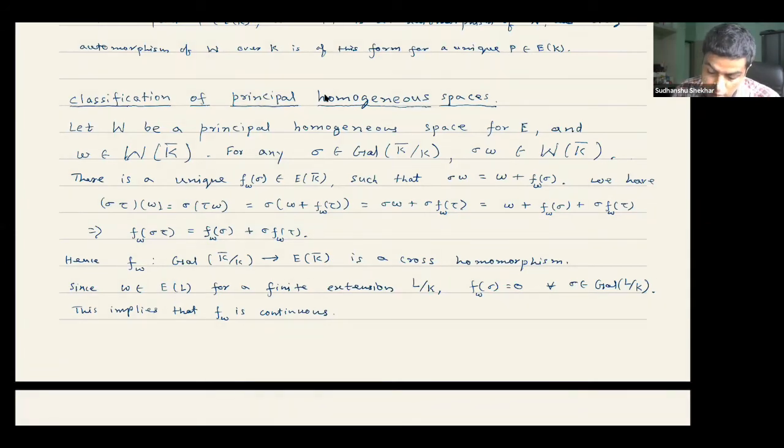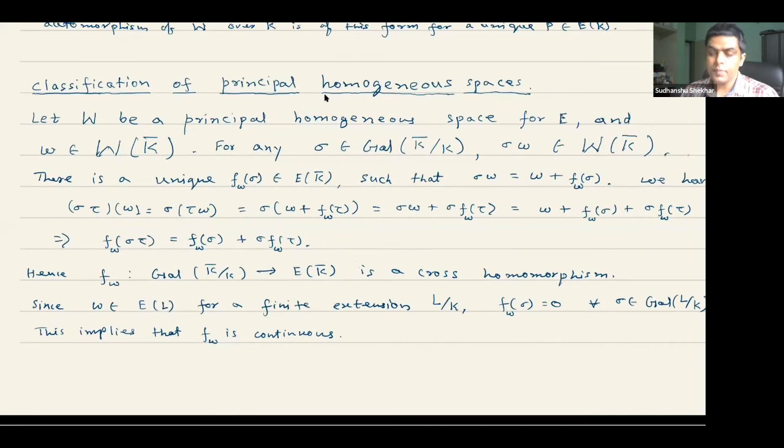So now, given a principal homogeneous space, I want to relate it with certain group cohomology associated to the elliptic curve. So how do we do it? We have the action of the Galois group of K bar over K on the points of W. Given a point small w, we get sigma w. Again, this lands inside W of K bar.